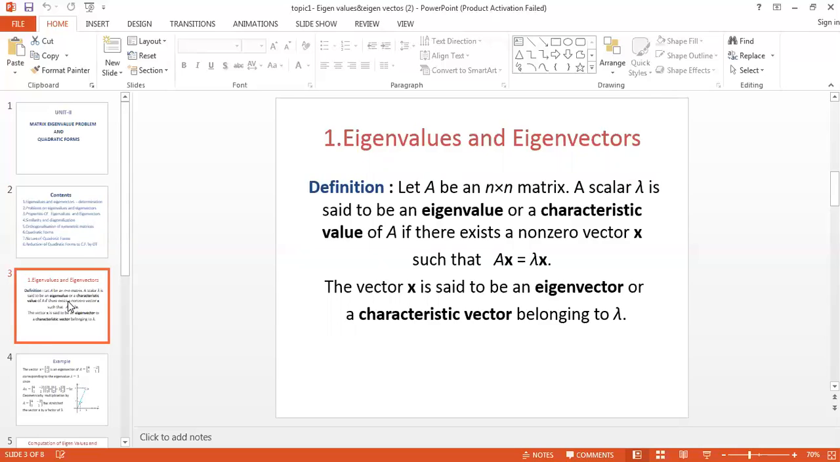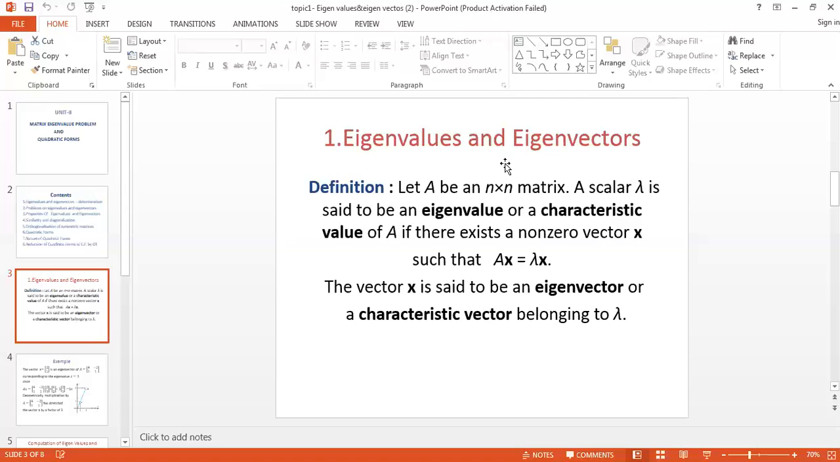Now we see the definitions of eigenvalues and eigenvectors. So let A be an n by n matrix. A scalar lambda is said to be an eigenvalue or a characteristic value of A if there exists a non-zero vector x such that Ax equals lambda x. Here the vector x is said to be an eigenvector of A corresponding to the eigenvalue lambda. I am repeating the definition.